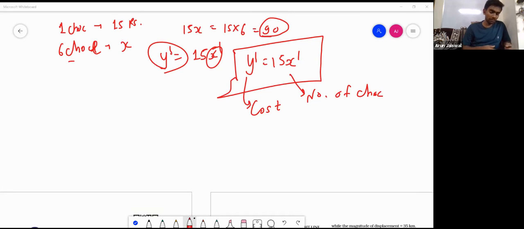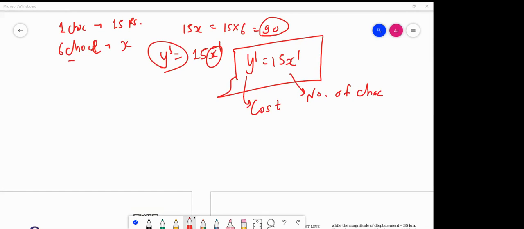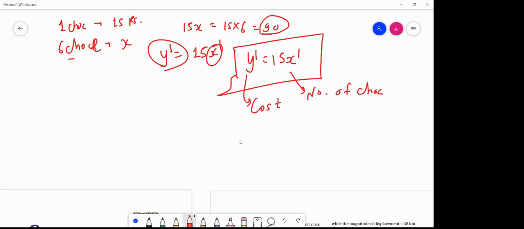Now I hope my voice must be clear. My network is quite good. So y = 15x here. Now can you tell me, is my voice okay? Is my voice clear or is it again coming double?